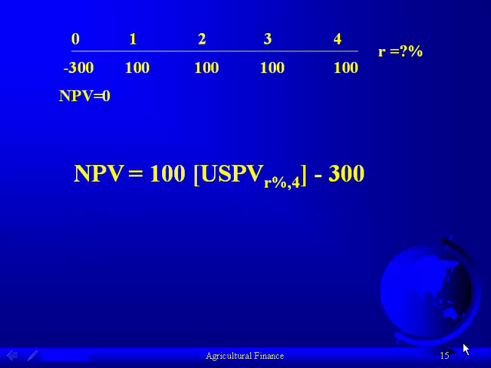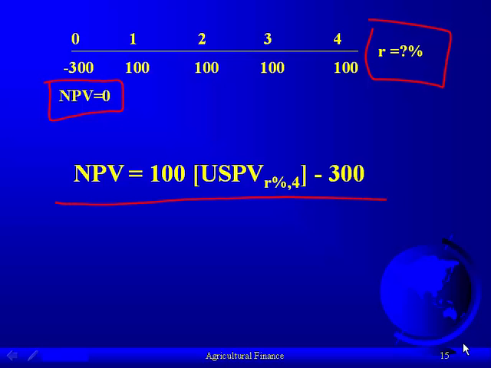Notice that our timeline looks the same as it did before, except in this case, we're going to set the net present value equal to 0 and solve for what? We're going to solve for R. If you compare the previous slide with this slide, notice that the net present value equation is the same, except in this case, the R is unknown and the net present value is unknown. You got two unknowns with one equation. Can you solve that? No.